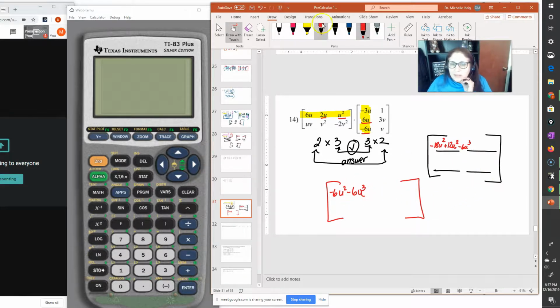Then we do the same thing, except this time we're not looking at this column. Now we're going to be looking at the second column. So we're going to do 6u times 1 is 6u. 2u times 3v is going to be 6uv. U squared times v is just going to be plus u squared v. And then we write all of that down here. 6u plus 6v plus u squared v. And again, your teacher probably wants you to write it in standard form.